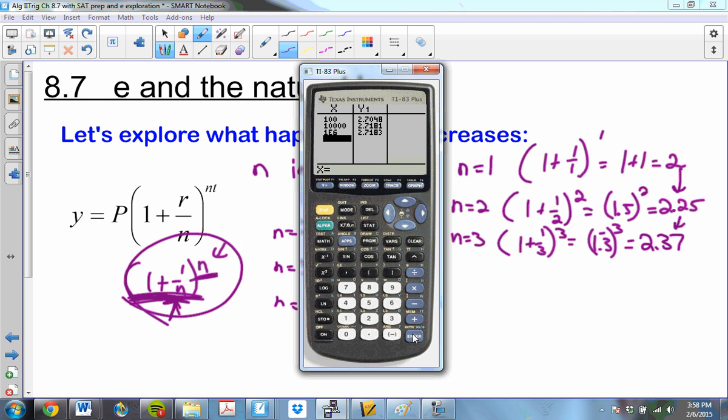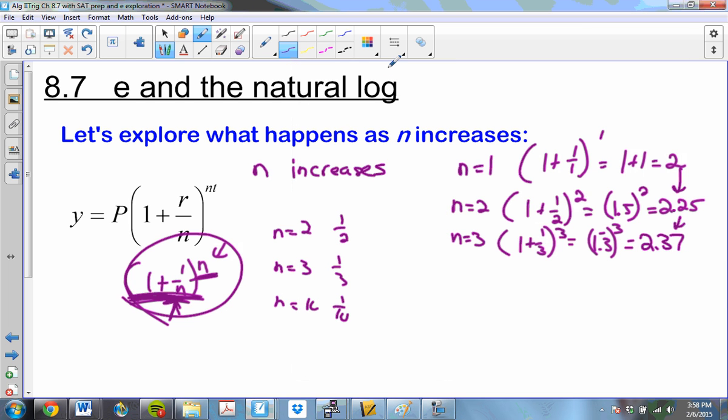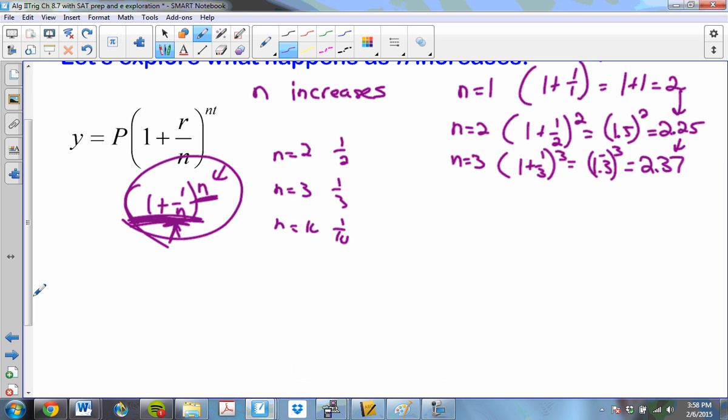It eventually hits this limit where it doesn't go above a certain point. And so what we're talking about now, like if n equals 10,000 or 100,000 or even a million, here's a million. If n equals a million, that means we're compounding the interest 1,000,000 times in a year. And that's more than once every second. I think that's more than 5 times every second. It's practically calculating interest every single passing moment.